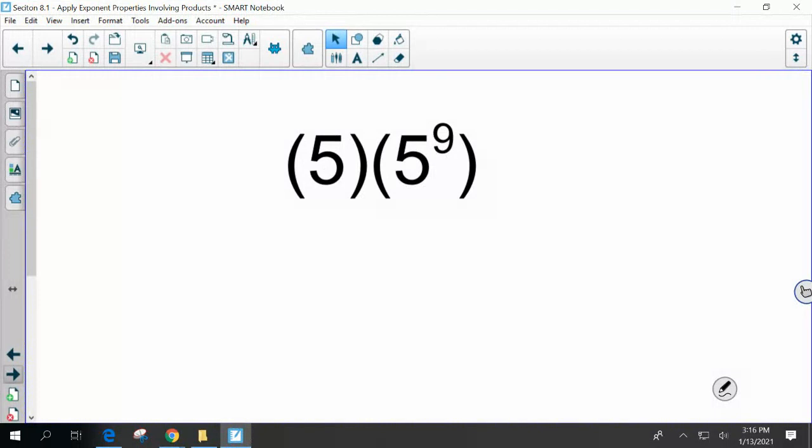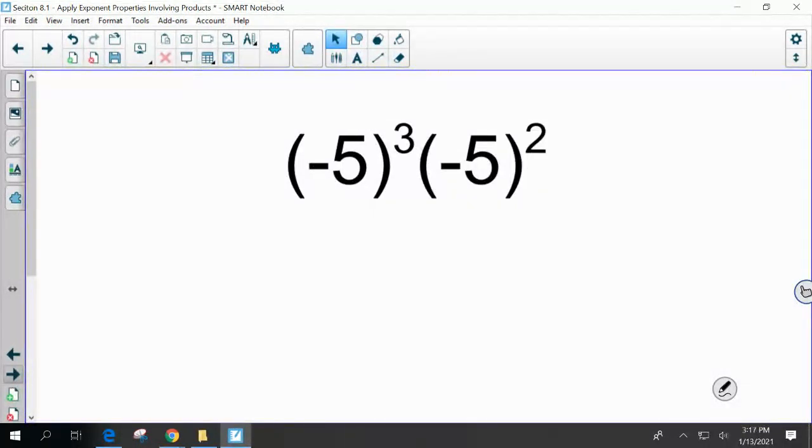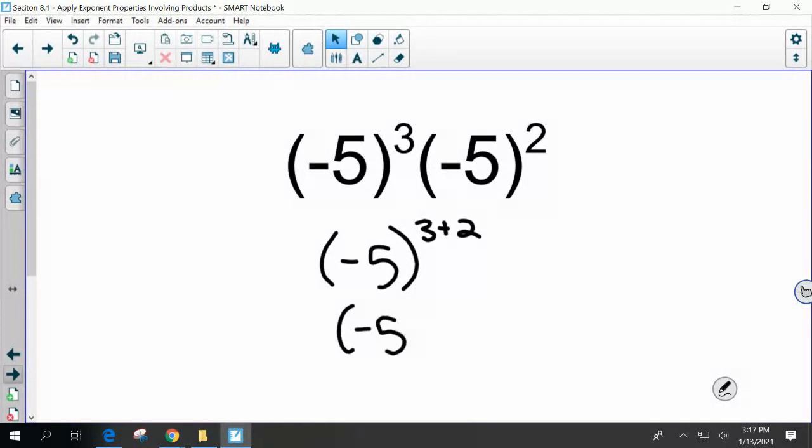So 5 times 5 to the 9th. This one's kind of tricky. They both have a base of 5. This problem actually has an exponent of 1. So this would be 5 to the 1 plus 9, which would equal 5 to the 10th power. Okay, the next one, negative 5 to the third times negative 5 squared. They both have a base of negative 5. So negative 5 to the 3 plus 2, which would equal negative 5 to the 5th power.